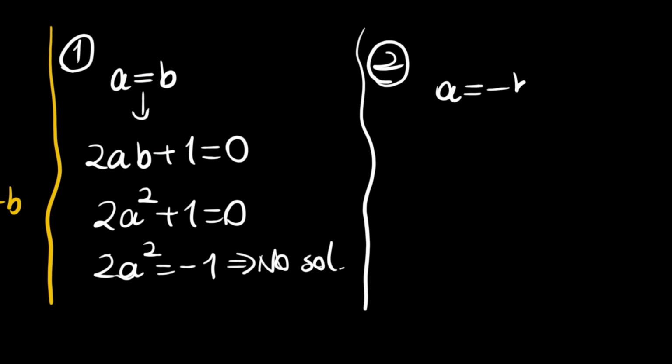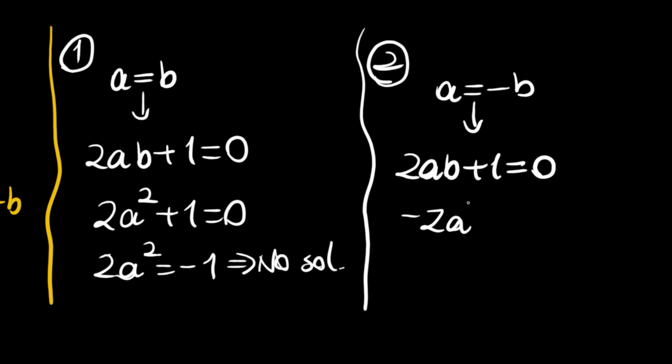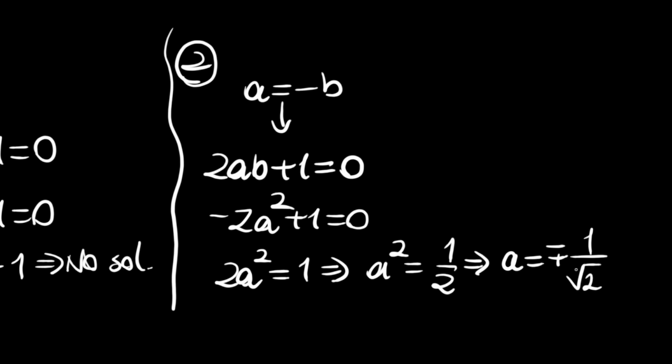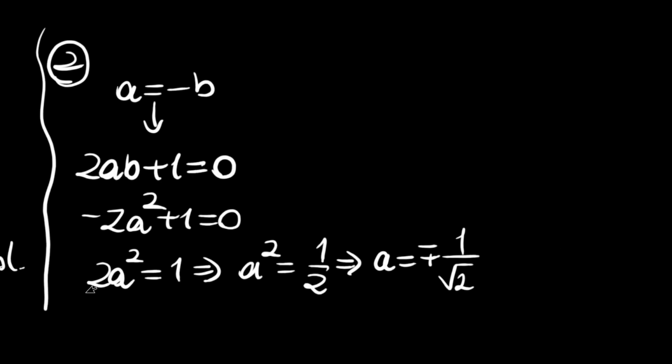The second, a is equal to -b, will give us, in 2ab plus 1 is equal to 0, -2a squared plus 1 is equal to 0. 2a squared becomes 1, a squared becomes 1/2. So a is plus minus, say, 1/√2, and b is the minus version, actually the inverse version of a.